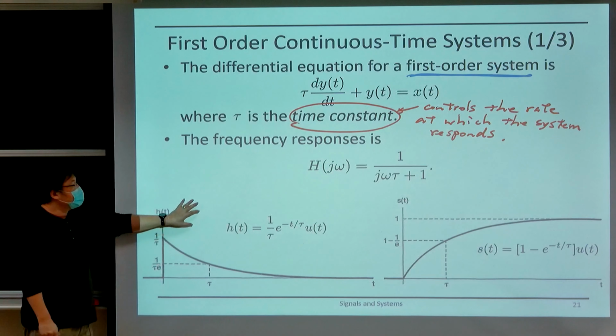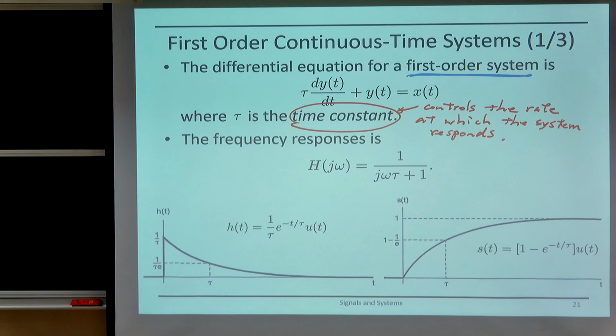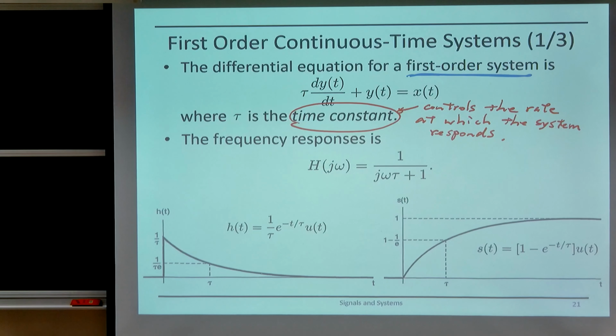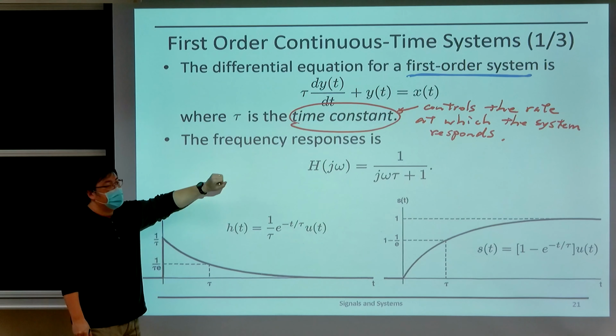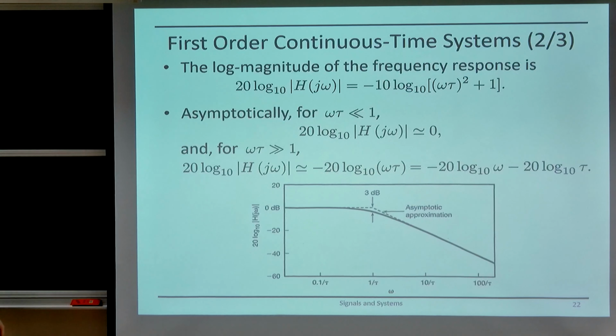Now let's look more carefully at this frequency response here. As we mentioned last time, when we look at the frequency response, or if we want to visualize it on a figure, we often want to plot out the Bode plot. The Bode plot is the plot of the magnitude and the plot of the phase. So when we plot the magnitude, we want to look at this 20 log of the magnitude of the frequency response.